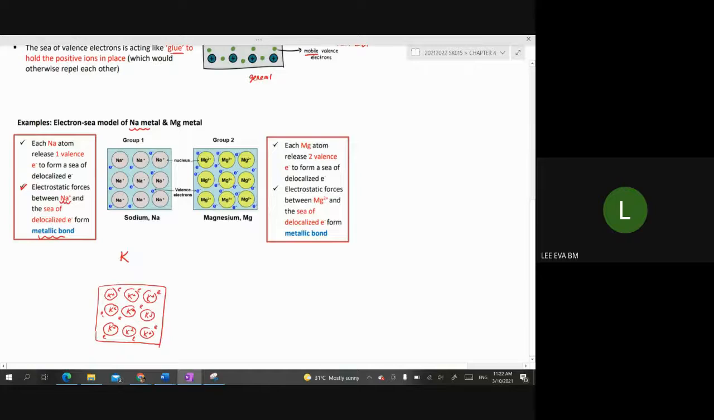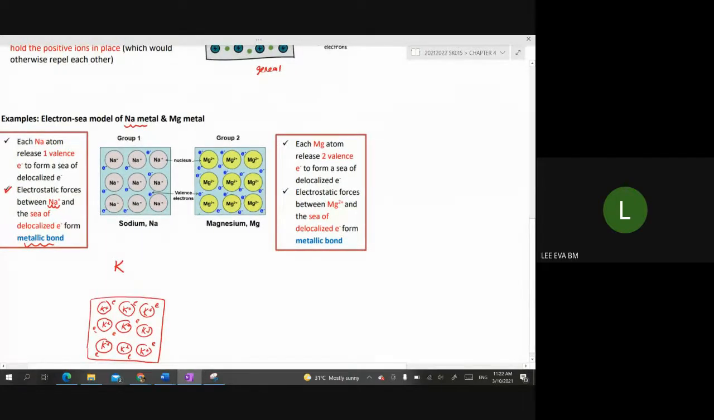So in your diagram, can I know how many ions of Mg2 plus we have got? 9. Oh, that's electrons, sorry. Yeah, Mg2 plus, we have 9. We have 9 ions inside your model, so the number of valence electrons you have to follow. Each of them provides 2 valence electrons, so in total the number of valence electrons should be 18. If you count the electrons here, it is 18. Did you get it?